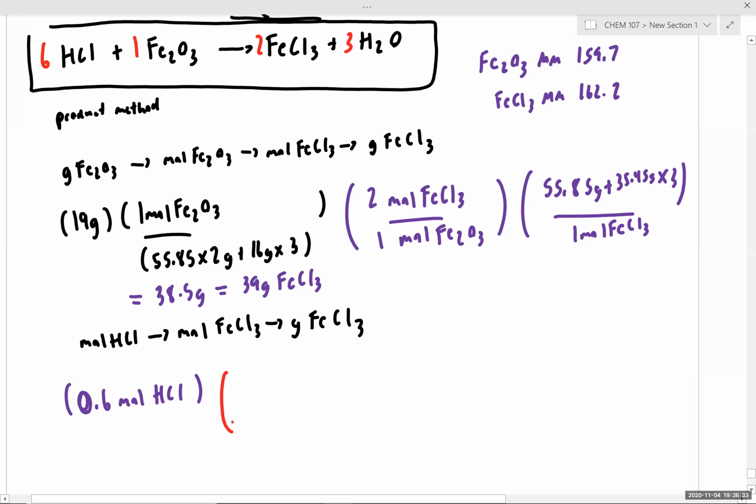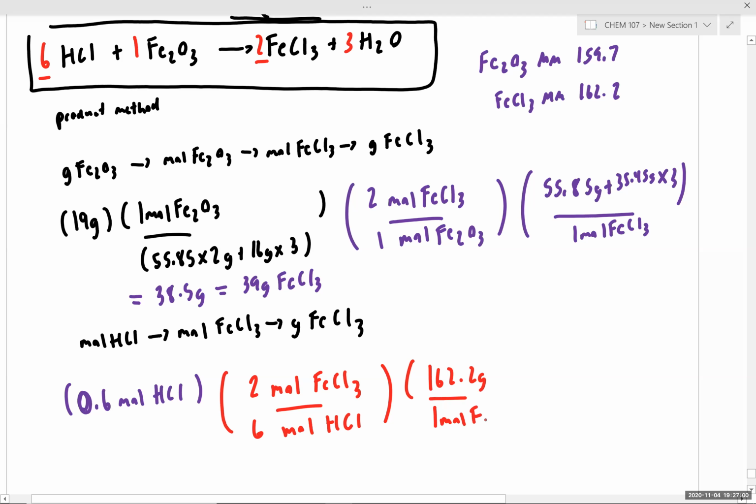Now, my question to everyone is, how many moles of iron(III) chloride do we make per mole of hydrochloric acid consumed? What's our mole-to-mole ratio? As we see from our coefficients, our mole-to-mole ratio is 2 to 6. And then finally, just like before, we have 162.2 grams in 1 mole of iron(III) chloride.